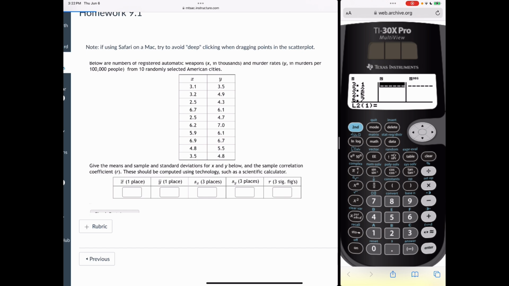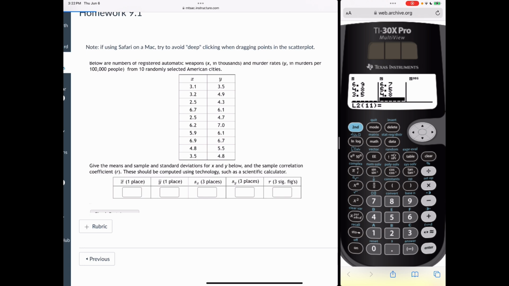So 3.5 for the first one, 4.9, 4.3, 6.1, 4.7, 7.0, 6.1, 6.7, 5.5, and 4.8. Okay, fingers crossed. Oops, that's a mistake. 4.8.